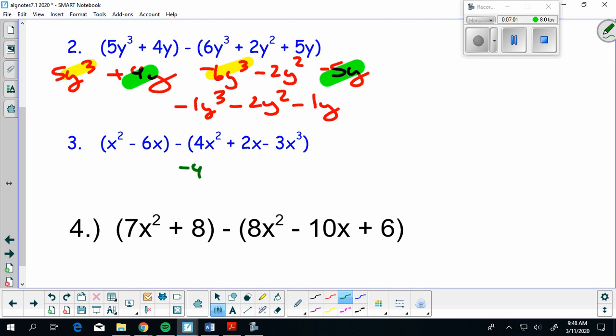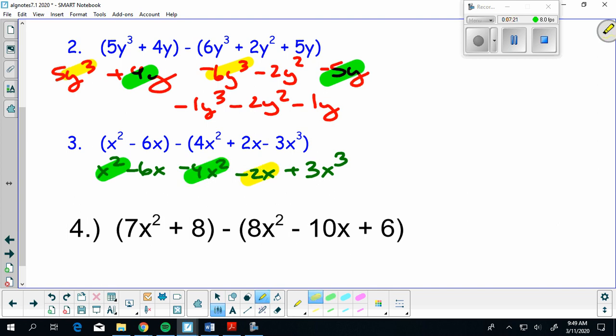So here I'm going to change all of the signs in the back parenthesis. Change this one to negative, the 2x to negative 2x, and this one to plus 3x. And the front parenthesis stays exactly the same. And I'm just going to gather up my like terms. So there's squareds that are alike, and there's x's that are alike. And this 3x to the third is on his own. So he goes first because he has the highest exponent. The squareds are next. 1 minus 4 is negative 3x squared. And negative 6 minus 2 is negative 8x.